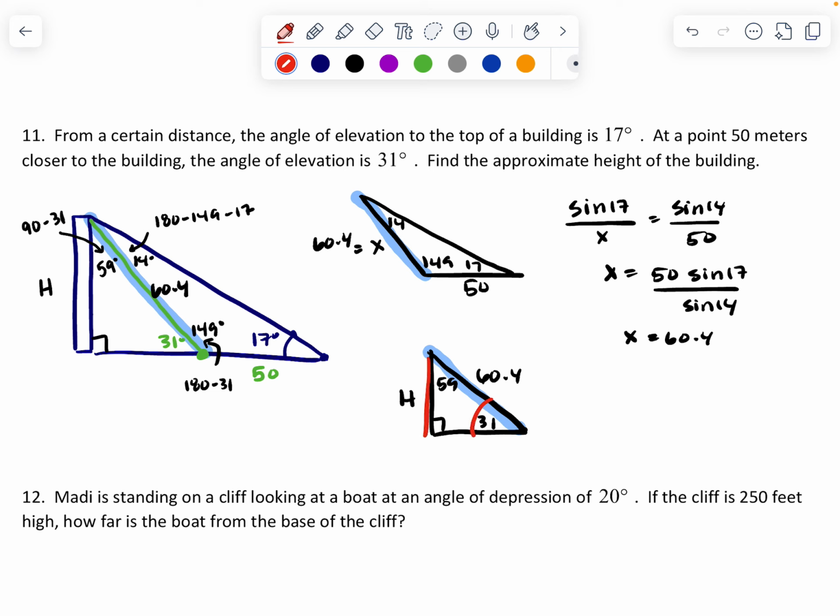I can use opposite over hypotenuse to find it. Remember, opposite over hypotenuse, that's SOHCAHTOA, so it's sine. So I'm going to say sine of 31 is opposite over hypotenuse. And then to solve for the opposite side, I'm just going to multiply by 60.4 on both sides. So it's 60.4 times the sine of 31. And we got 31.1. So the height of this building is 31.1, feet, meters, whatever. Is that okay? All right, let's look at 12.